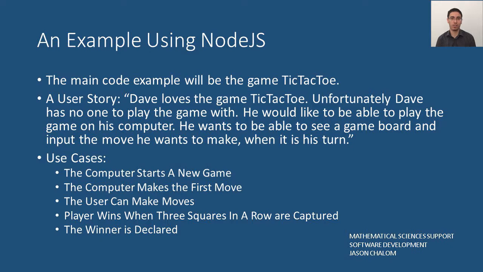If we break that down into use cases, you can see that it becomes this list of use cases. The computer starts a new game, the computer makes the first move, the user can make moves, the player wins when 3 squares in a row are captured, and the winner is declared. For this session, we will only cover the first 3 use cases.